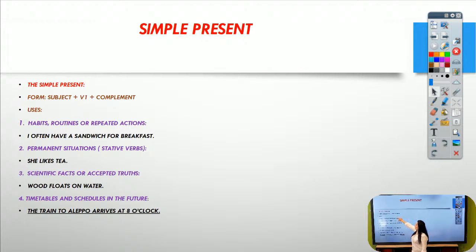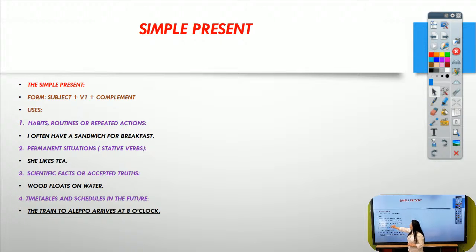Sure, when we want to make a negative or question with simple present, we should put do or does with the main verb. Why do we use the simple present? Now, when we talk about habits, routines, or everyday activities, or repeated actions, so something you do regularly, okay? It's a habit. Like, I often have a sandwich for breakfast, so always at breakfast, I have a sandwich.